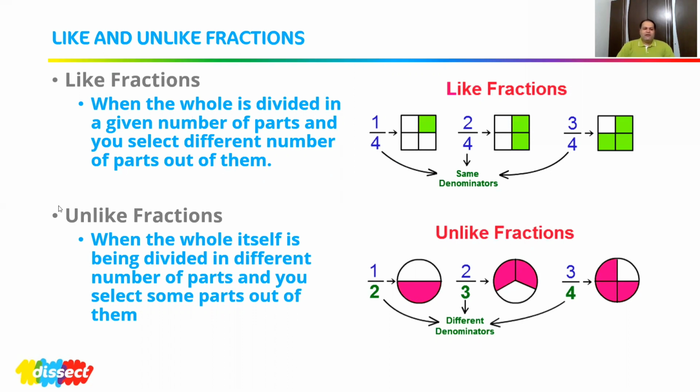Now, logically, when we talk about unlike fractions, the size has to be different, right? Let us see if that is the case. So if we talk about fractions 1 by 2, 2 by 3, and 3 by 4, they all have different denominators. But if we look at visually what is happening, the size of a single part of the fraction in each of them is different. So that's why these are all unlike fractions.